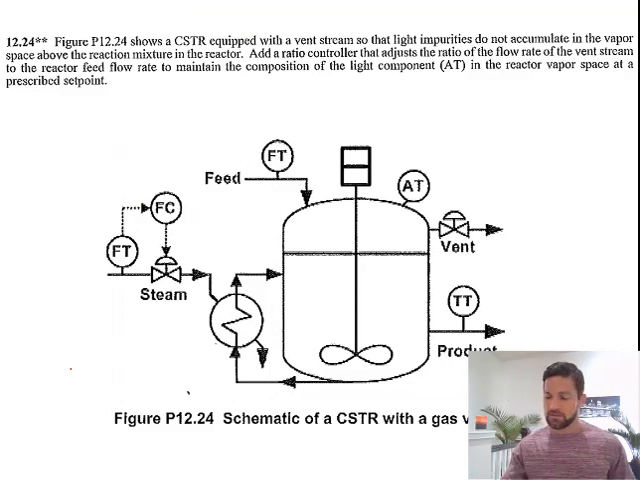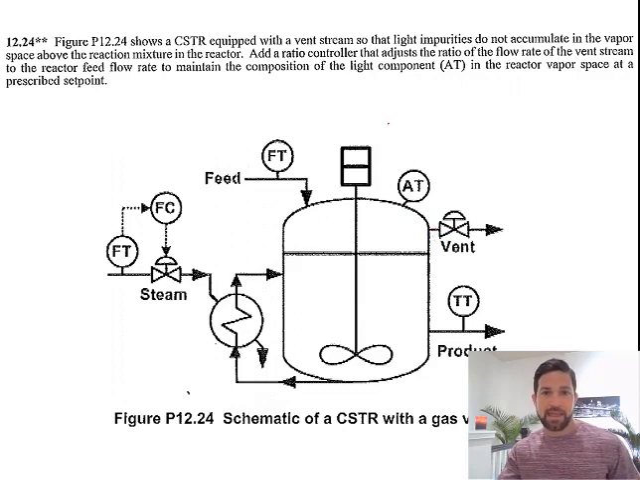Okay, let's do an example. Let's do a problem from the textbook. In this problem, we have a continuous stirred tank reactor that's equipped with a vent stream. So we have a vent on this reactor so that the light impurities don't accumulate in the vapor space above the reaction mixture.